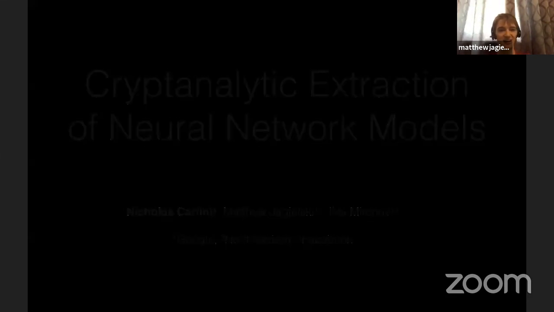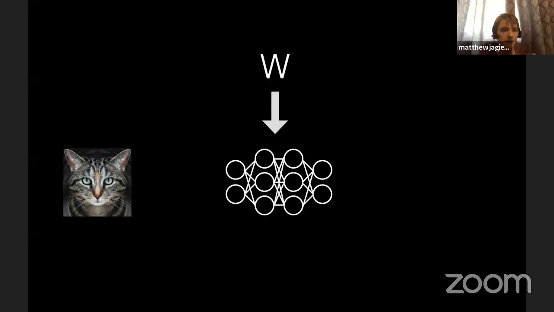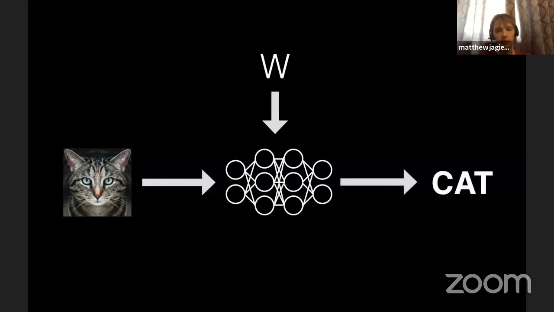The main object of interest for this talk is going to be an adversary with black box access to a neural network model. A neural network consists of two pieces, the weights and the architecture. The architecture tells you how to use the weights to compute the function. Black box access means the adversary can choose inputs to the neural network and receive the corresponding outputs. This is a really common setup in practice.